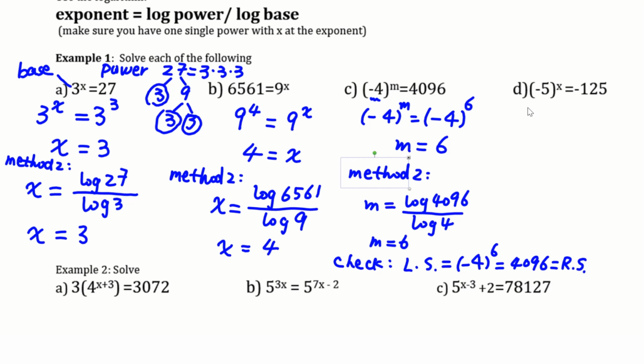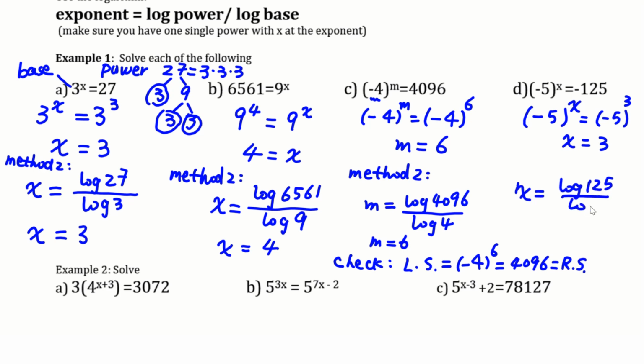So the next one, we do the same thing. You could guess and check: -5 to the exponent, guess and check, is 3, so x equals 3. And if we use a log, we use x equals with the positive base. We use both positive, otherwise it doesn't work. x equals 3, then check.